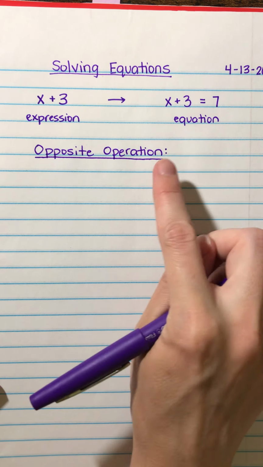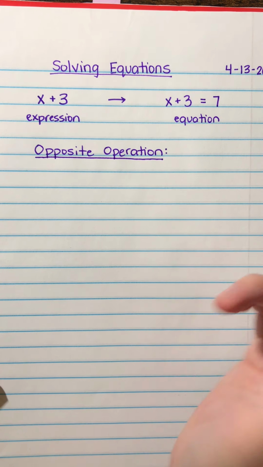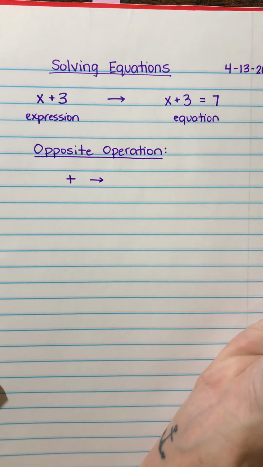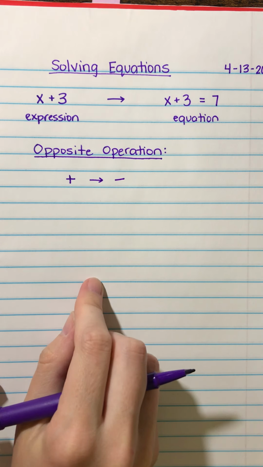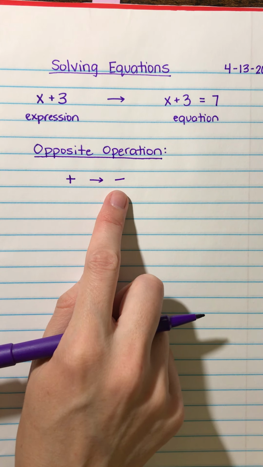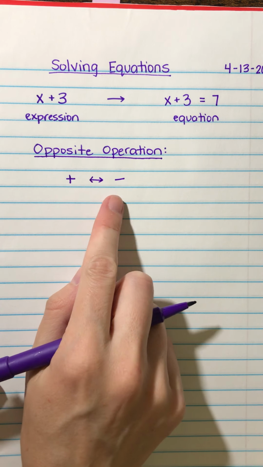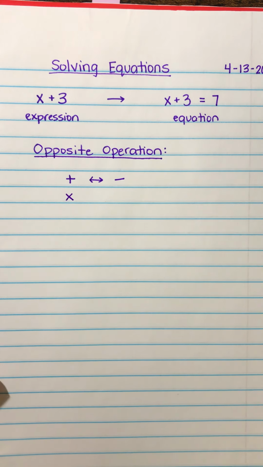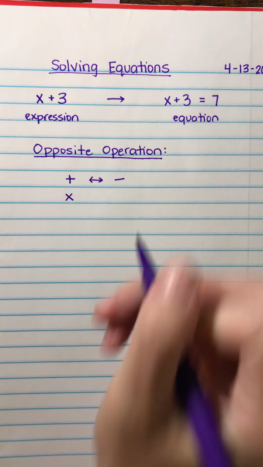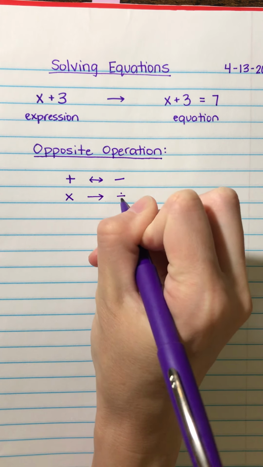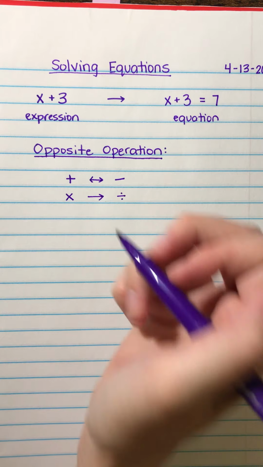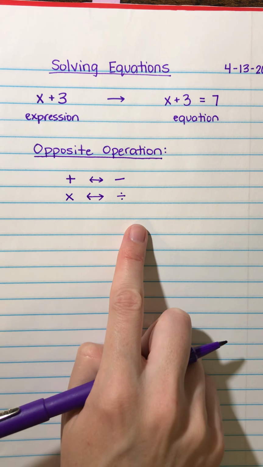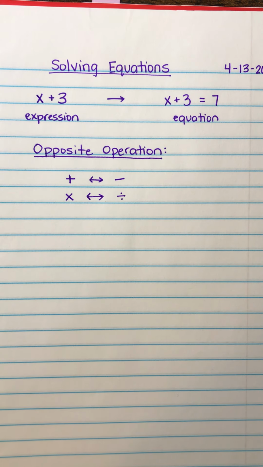Opposite, you guys know what that is, and operation means what kind of math problem you are doing. Let's say I was doing an addition problem. The opposite of an addition problem would be a subtraction problem, and vice versa. If I have a subtraction problem, the opposite is addition. Those two will be used together to help us solve. Same thing with multiplication. If I have a multiplication problem, the opposite is division, and if I had a division problem, the opposite is multiplication. These opposite operations are going to be key to help us solve an equation.